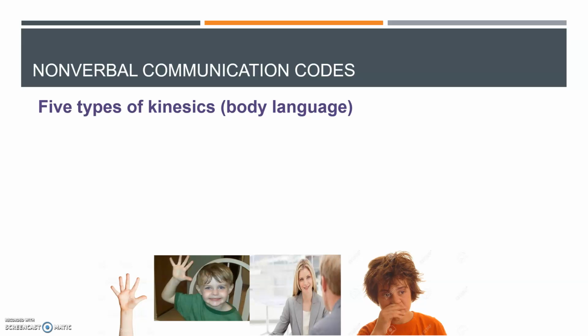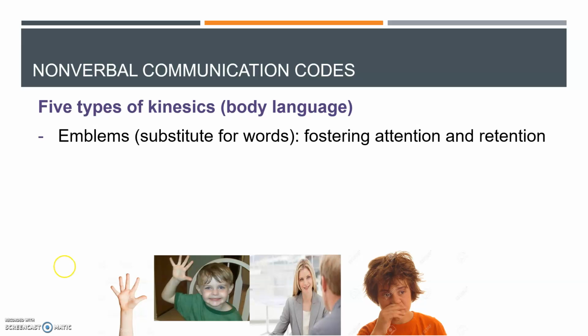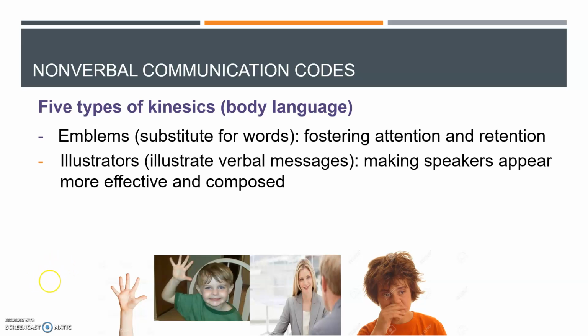So next I'm going to talk about the 4 types of body movement. They are emblems, illustrators, regulators, and adapters, or sometimes we call them self-touching behaviors. Let's first focus on the first two for the moment because they are easily confused.